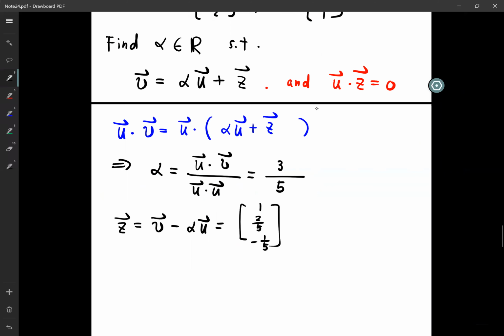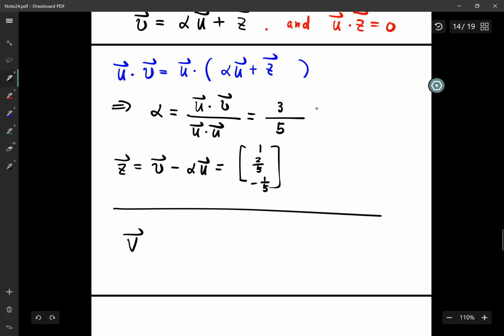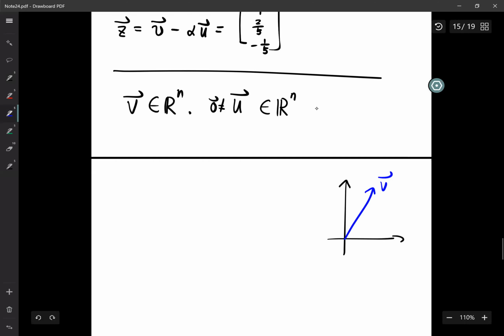Good. Now let's get rid of the concrete numbers and talk about the general setting. You give me a vector v, and let's say this is in Rn. You give me a non-zero vector u that is in Rn. Then I can always decompose it. So I'm drawing R2 here, but it really now means Rn. So I have a v here, and I have a u here.